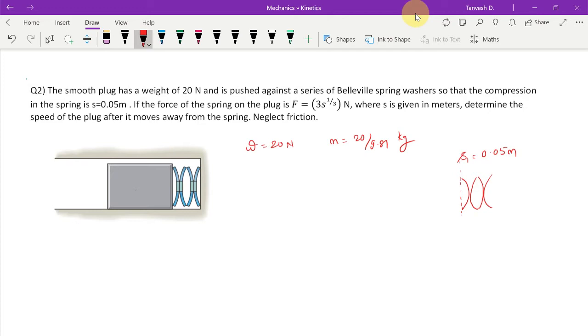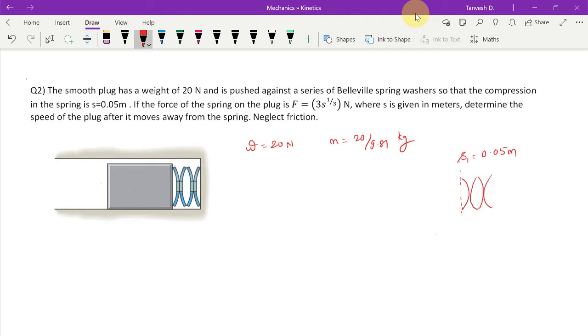And what I want is, now if I leave this block at this position, it means if I stop pushing it against the spring, if I just leave it, then obviously the spring will retract back to its original position, right? And this plug which is there, it will move away in this direction. So how much it moves away, or rather what is the speed of that plug after it has moved away, that is what we need to determine. So here S1 is 0.05 meters.